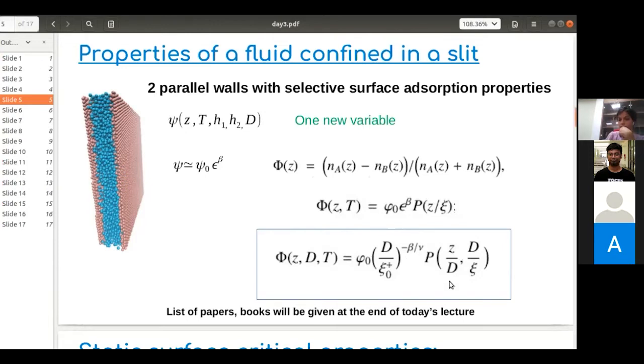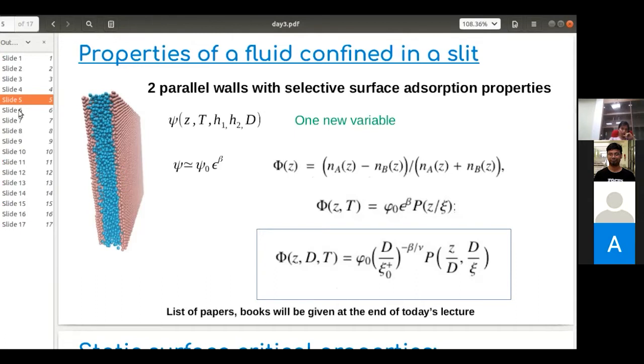Okay. So now let's have a look at the scaling function. The scaling function has now become a function of two variables. Unlike the one above, which is a function of only one variable. Now we have two variables. So it namely depends on z by D, which is once again dimensionless. And it also depends on D over xi. So the D over xi, this variable, captures the dependence on temperature. Now the point to note here is that both these scaling variables are dimensionless, and the new variable D enters both the scaling variables. Okay, so this is the main concept of how the property of the fluid, namely the order parameter, is going to be affected when you have the presence of two surfaces.